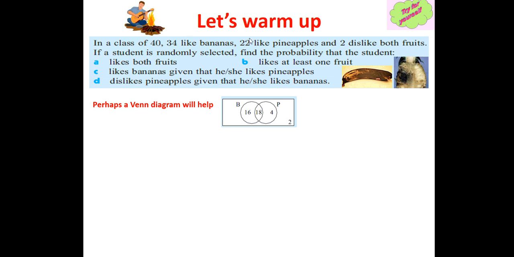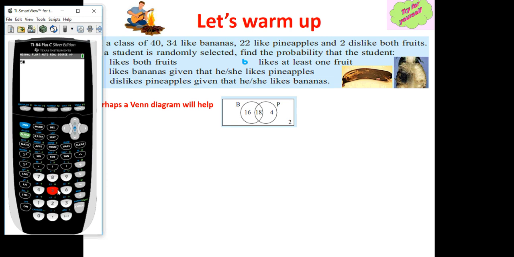So these two add to 56. In total, the union should only be 38. So it's 56 minus 38. If you're not sure, use your calculator. Just to prove it, 56 minus 38 gives you 18. So that tells you that there's an overlap of 18.